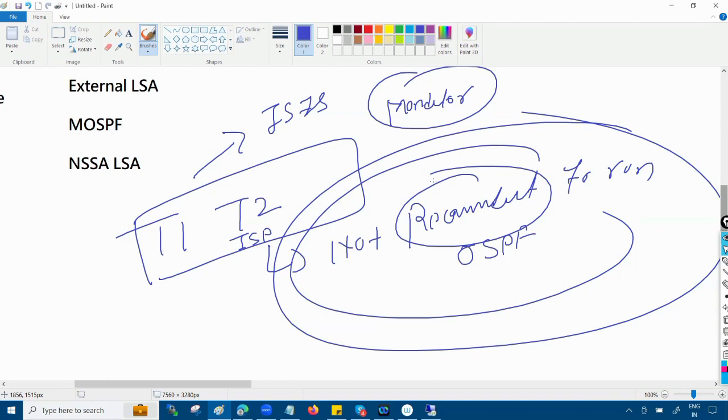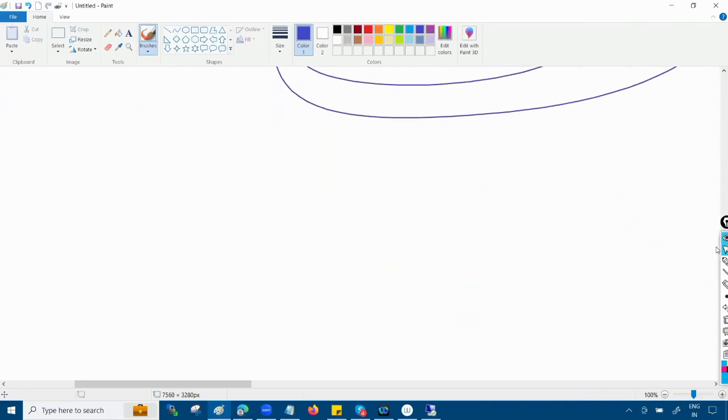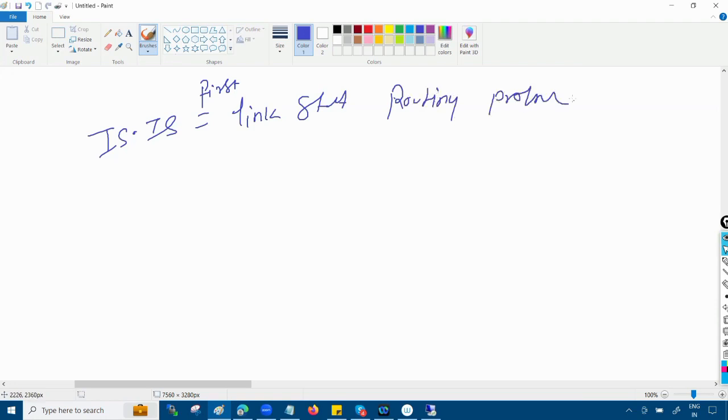Now, you may have a question: okay, these are my problems, so to avoid these problems, should we have introduced the IS-IS protocol? No, it's not like that. You know one thing, IS-IS was the first link state routing protocol. It's not the second one, right? After IS-IS, OSPF came into the picture.